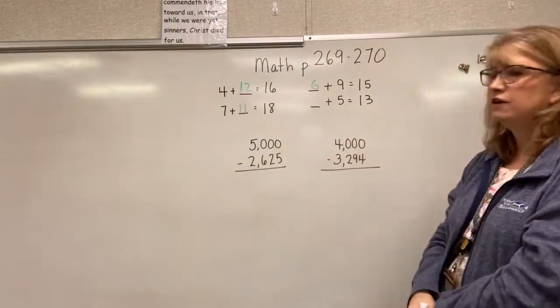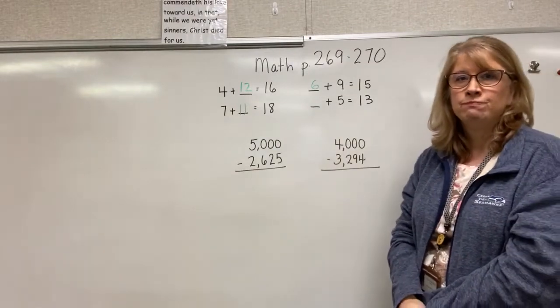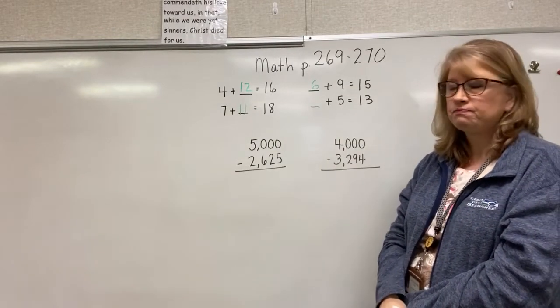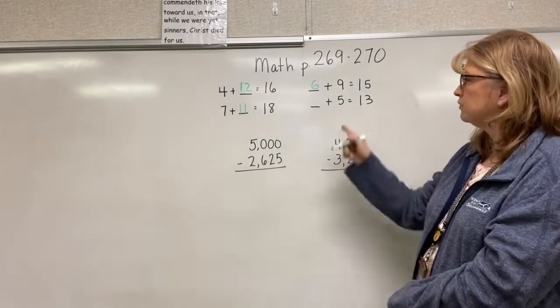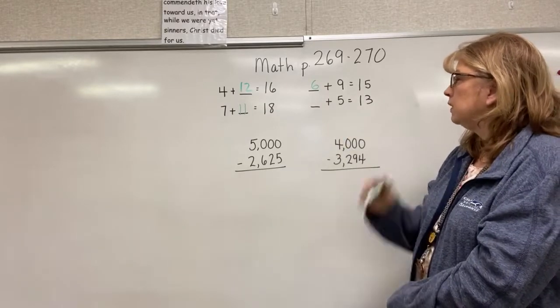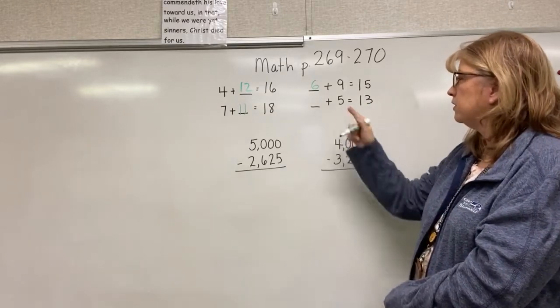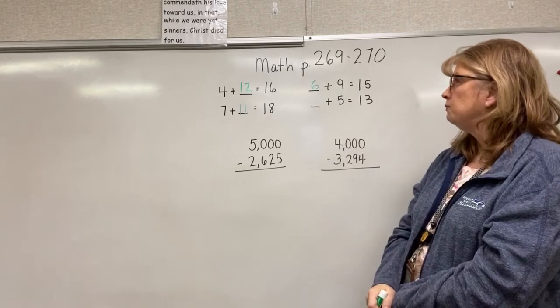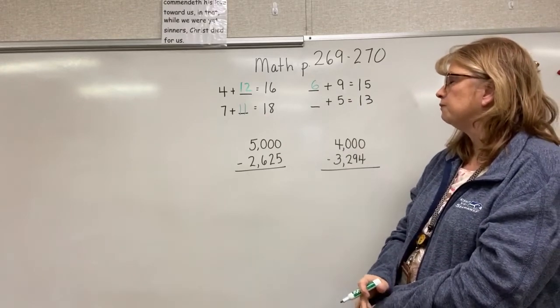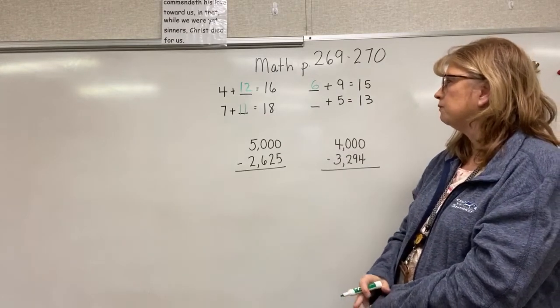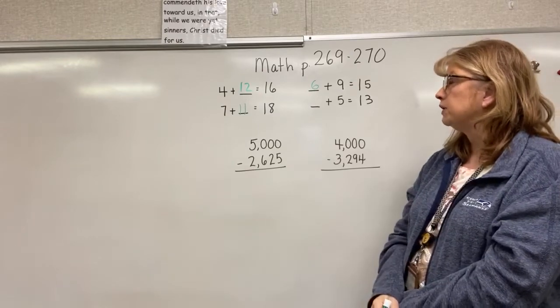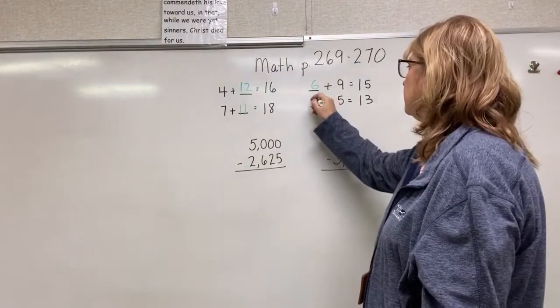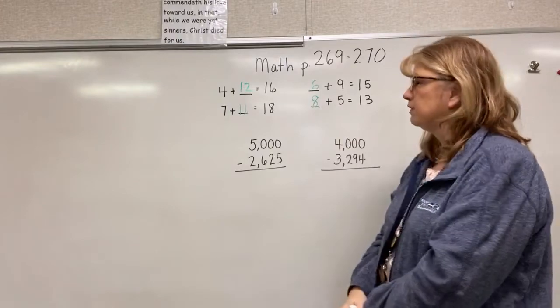Look at this one. Think about it. What plus 5 equals 13? You can also do 13 minus 5. And it would be 8. 8 plus 5 equals 13.